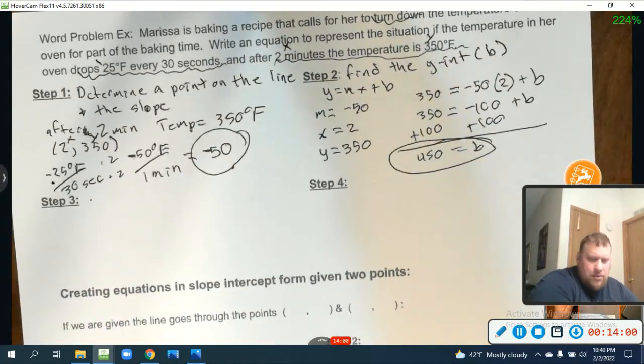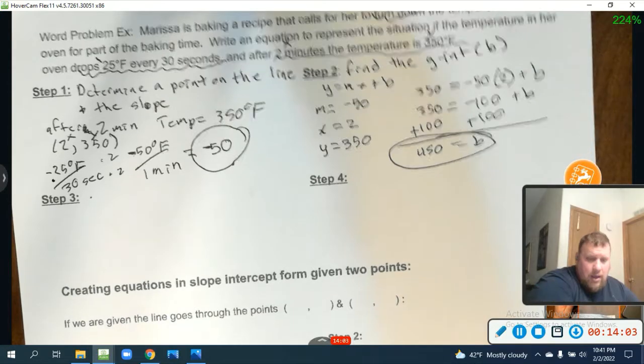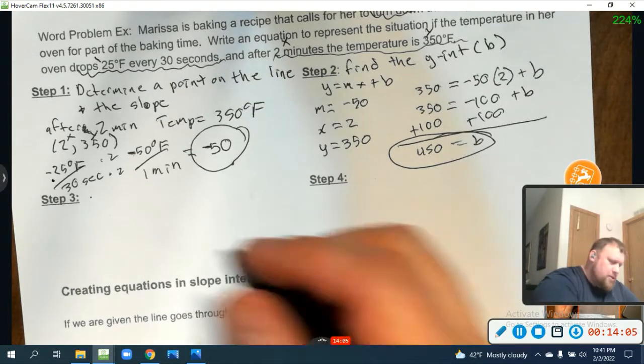Again, pause this if you need to. It's a lot of stuff going on, right? Okay, step 3 is write the equation in slope-intercept form.